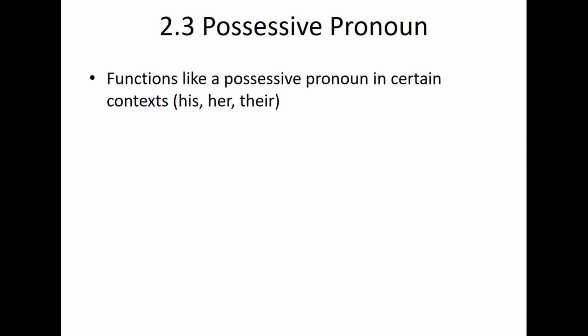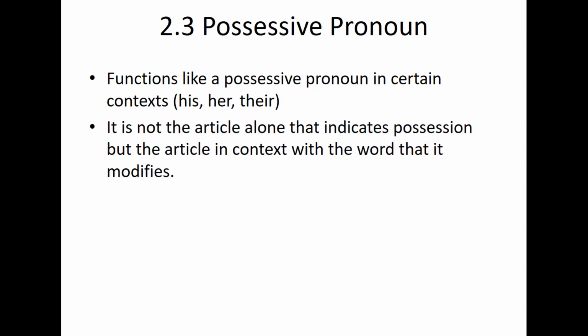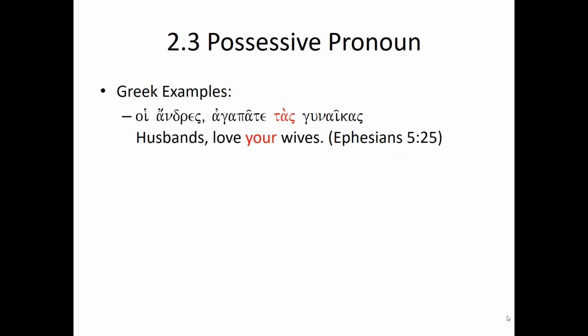In certain contexts, the article can even function like a possessive pronoun: his, her, or their. Now, it's not the article alone that indicates possession, but it's the whole context. And of course, context is always key in all of our syntactical decisions. Ephesians 5:25, hoi andres agapate tas gynaikas. Husbands, love your wives. Literally, husbands, love the wives. Paul's not commanding husbands to love everybody's wife in the way that they love their own wife. But here in context, the article functions like this possessive pronoun, your.